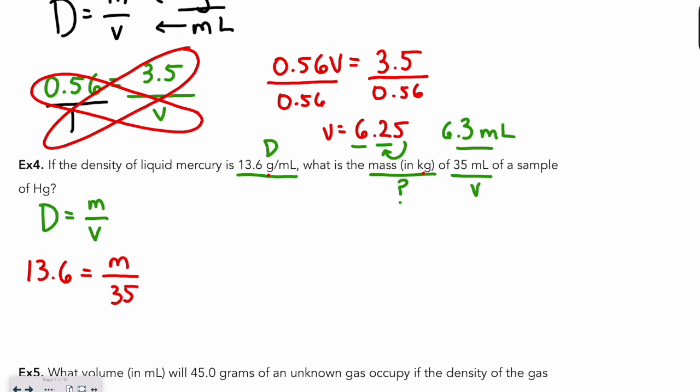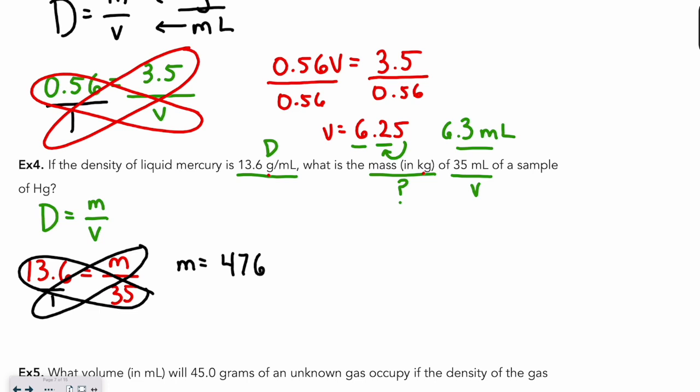So in this case, to get M by itself, I like to just always cross multiply. So 13.6 over 1, and then just cross multiply, right? So M times 1, which is M, equals 13.6 times 35. Now, if you just multiply both sides by 35, you would have gotten the same answer. Totally fine. The answer I get is 476.